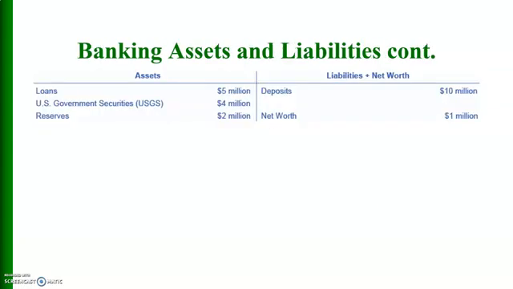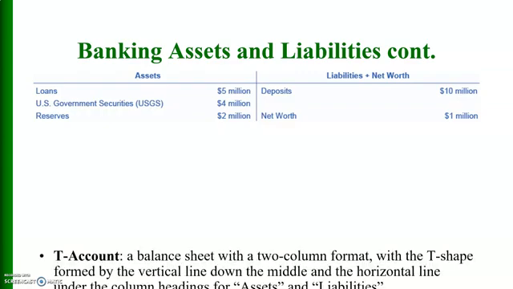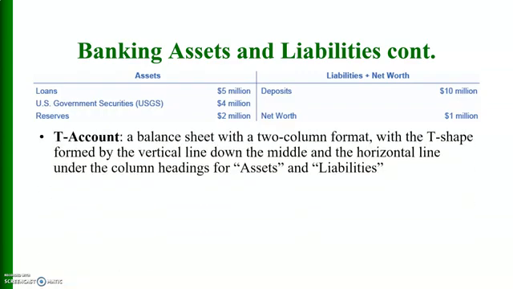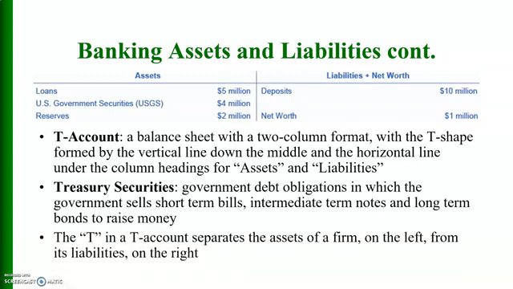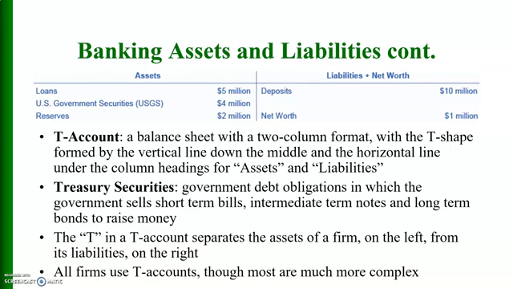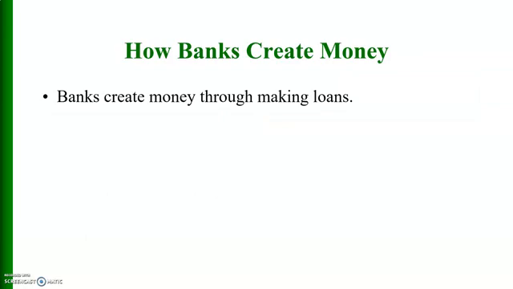This is a kind of bringing together asset and liability statements. Then there is a T account and treasury securities. The T in T account separates the assets of a firm on the left from its liabilities on the right. All firms use T accounts though most are much more complex.